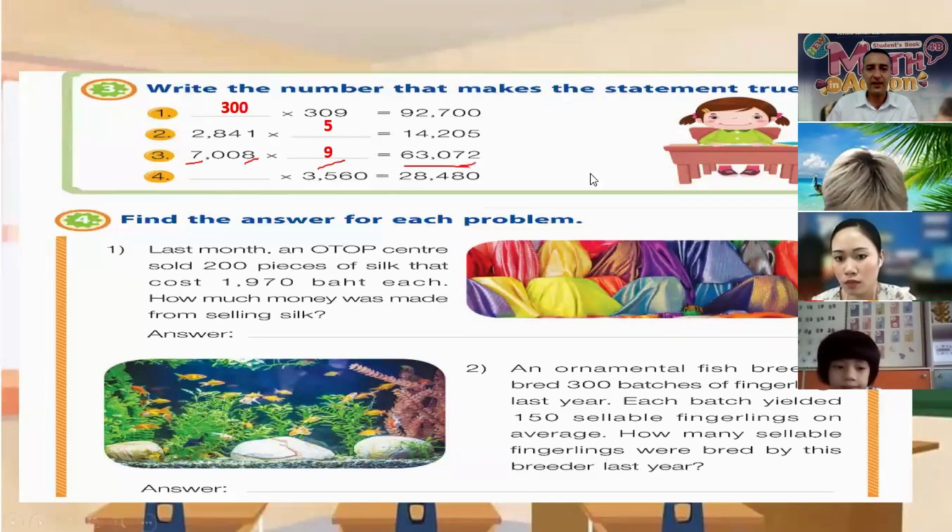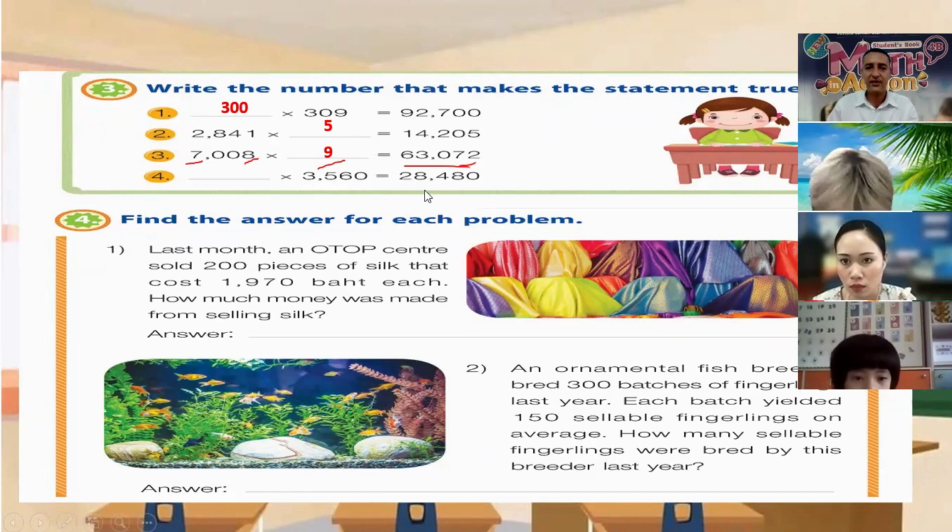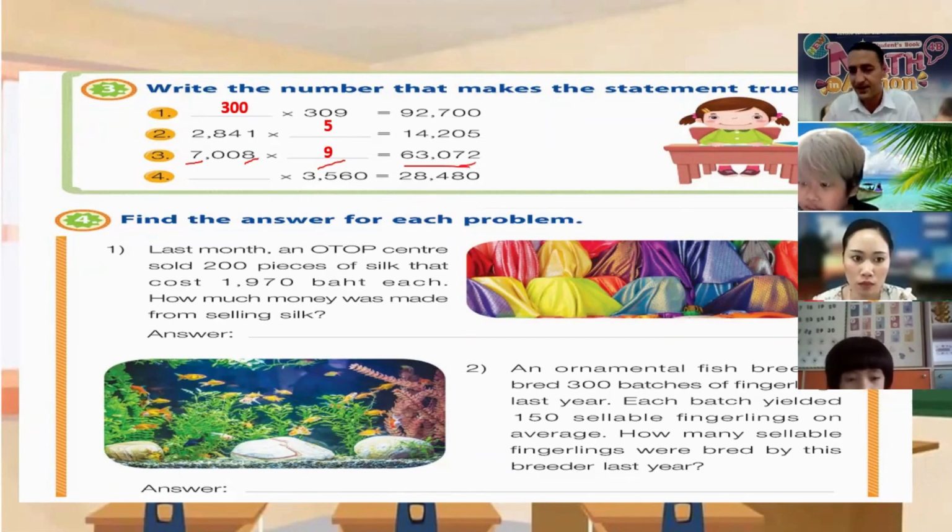Now, number 4, question number 4. Question number 4, we having multiplier 3,560, right? And we having the product 28,480.